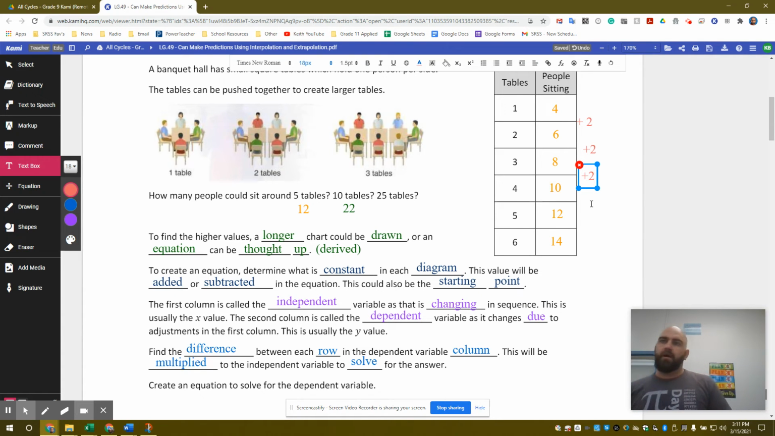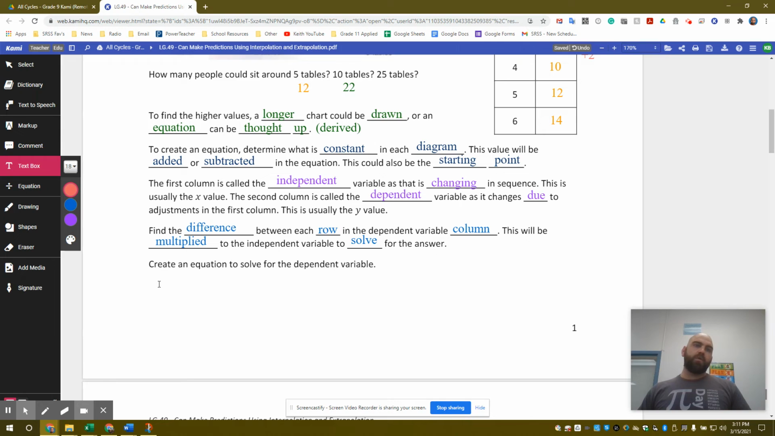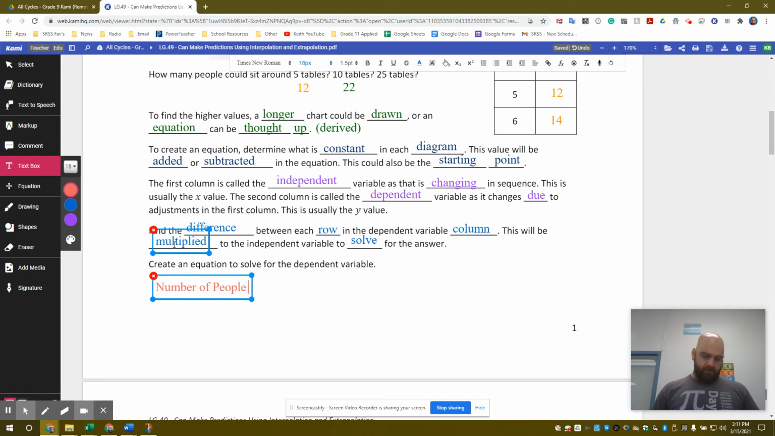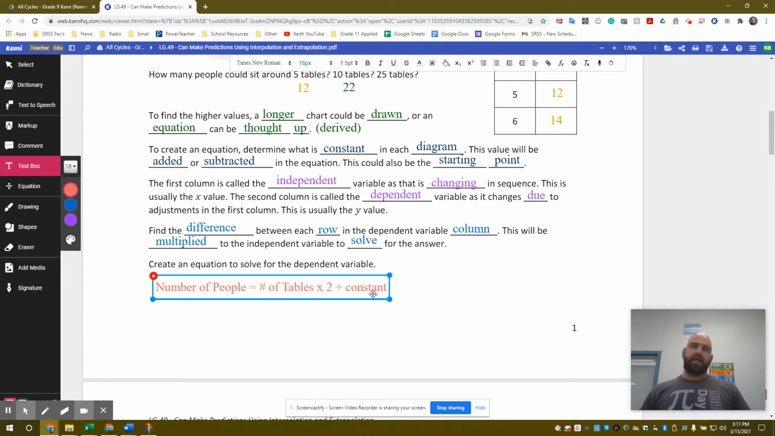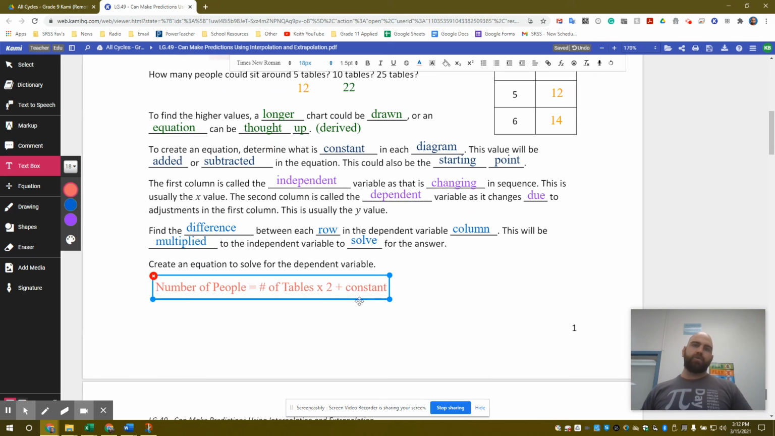We're always adding 2. So what that means is that we're actually going to multiply the number of tables by 2. Okay, so to create our equation, the number of people is going to equal the number of tables times 2. And then we need to add on our constant. We do the number of tables times 2, and then we add our constant. We said our constant was 2. That's what's not changing. We're never changing those two ends. We're only changing what's in between. So we are going to always add 2.